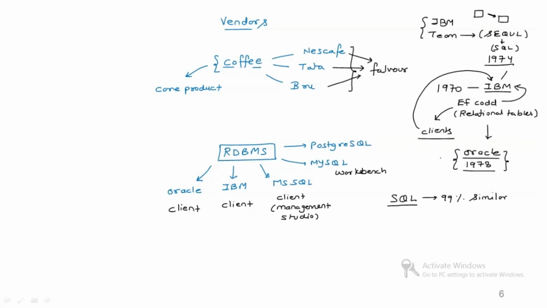So in a nutshell, just to give you a summary, the person E.F. Codd is basically the father of this idea, the relational database management system, in 1970.